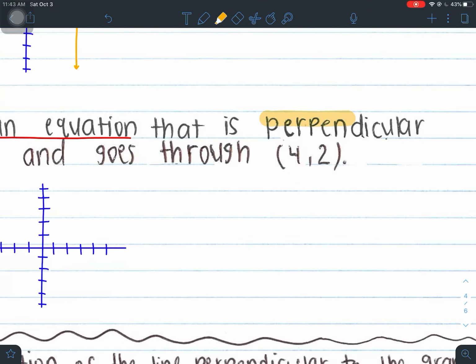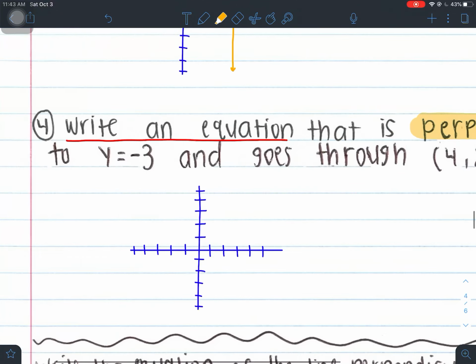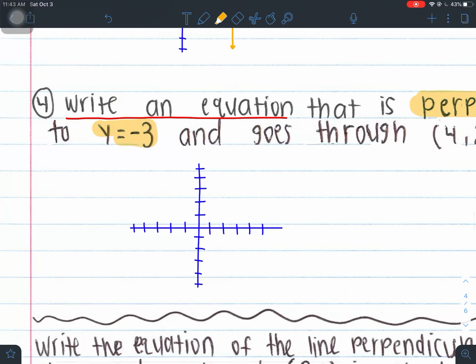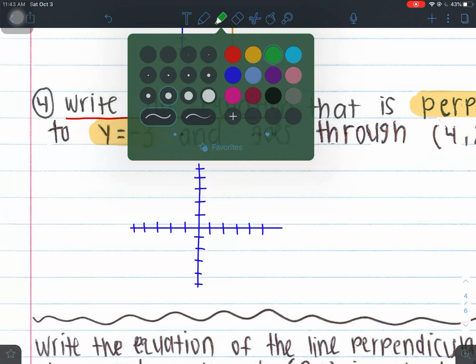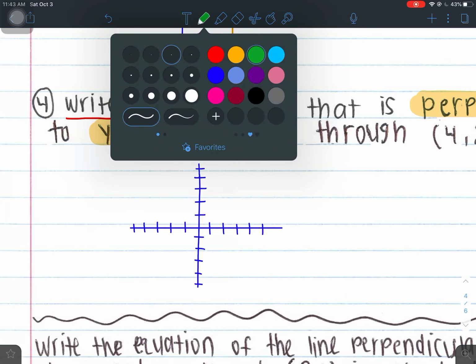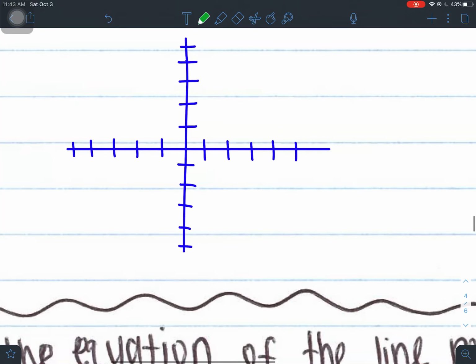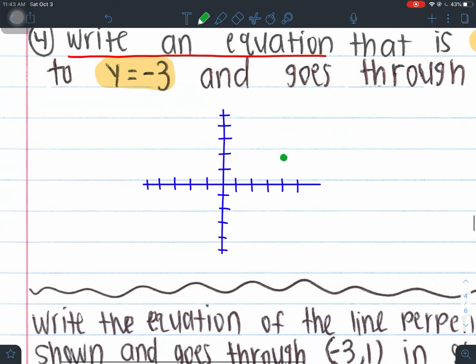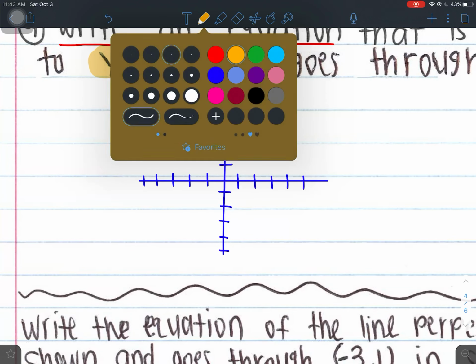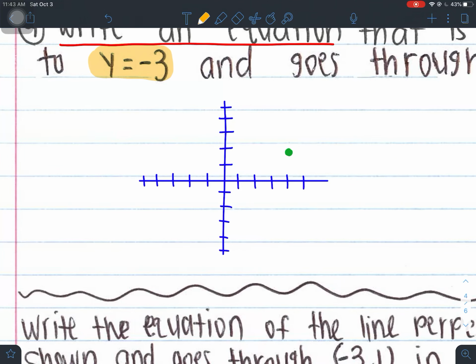Now you want it to be perpendicular, so you want it to cross y equals negative 3. You want it to cross that, and then you want your new line to go through 4, 2. So let's go ahead and plot 4, 2. So 4, 2 is going to be right here. Remember, you want to make sure you plot that point in the correct spot. And then they gave us the line y equals negative 3. So let's go ahead and graph that line.